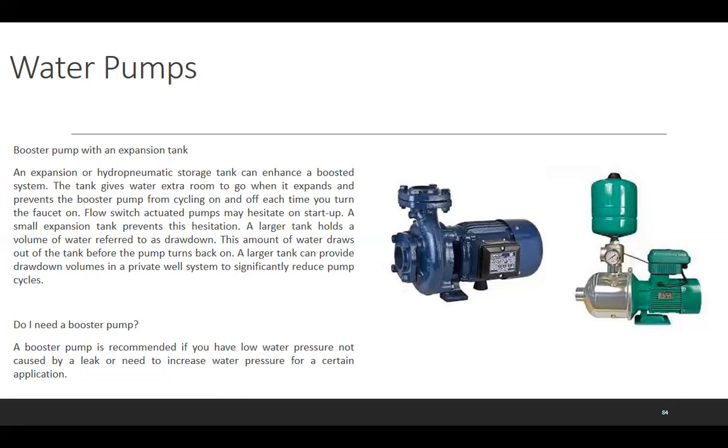Do I need a booster pump? A booster pump is recommended if you have low water pressure not caused by a leak, or need to increase the water pressure for a certain application.